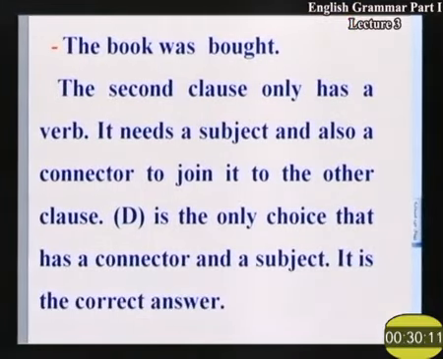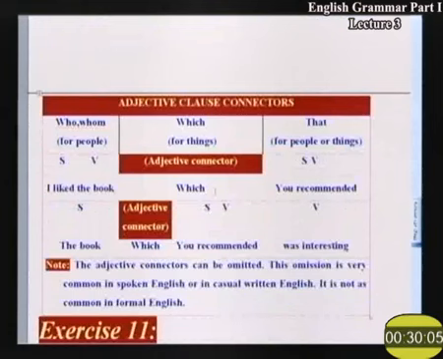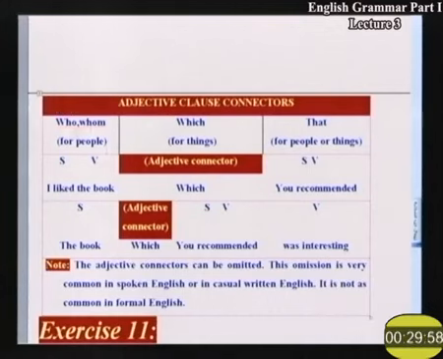It is the correct answer. طيب نشوف ايه الادجكتيف clause connectors في الشارت دي. I have who and whom for people, who to refer to a subject and whom to refer to an object, which for things ودي ملهاش subject and object forms, that برضو without object and subject forms, for people and for things as well.